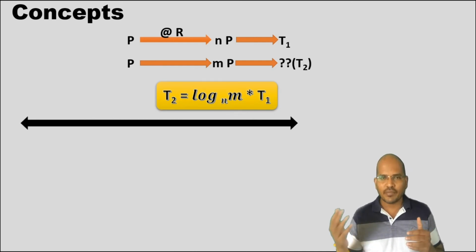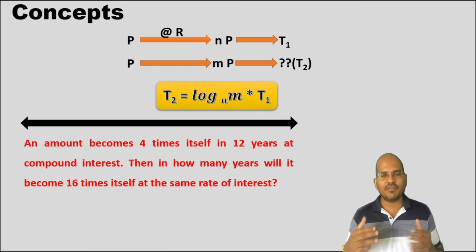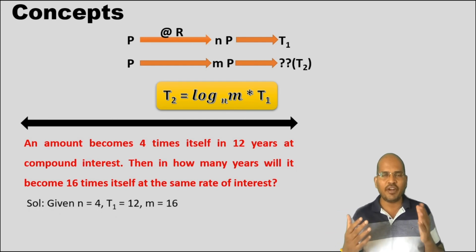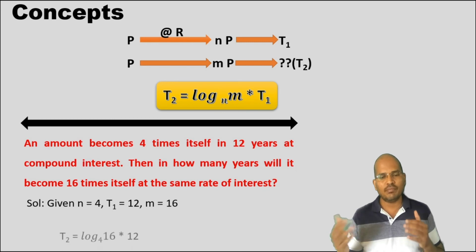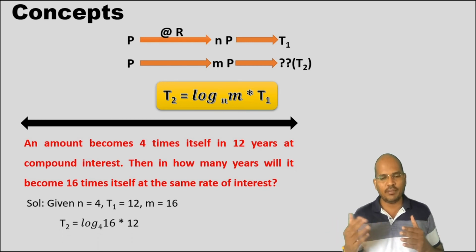See an example. An amount became 4 times itself in 12 years at compound interest. Then how many years will it become 16 times itself? So from the problem, you find n is 4, t1 is 12, m is 16, find t2. Plug in the values. Log 16 base 4 is 2, 2 times 12 is 24. Clear with that? It is very simple.